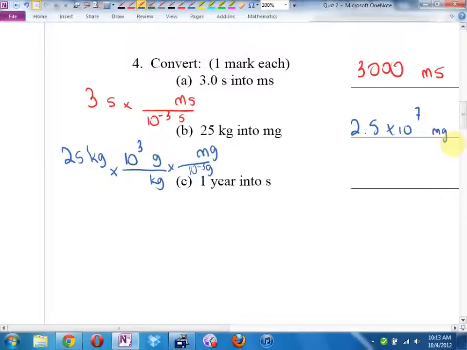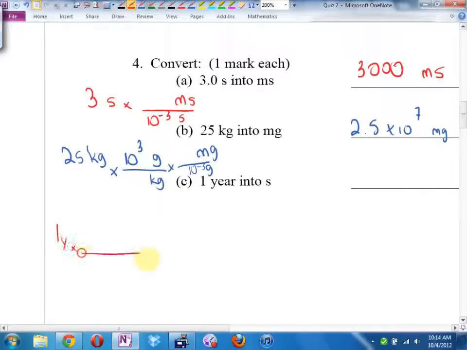So, you know what you do all year long on every single test before you hand it in? You go back and you look at every single question and you make sure you have the units attached. And on this test, you'll make sure the sig figs are right. For the rest of them, I won't care. 1 year into seconds. Okay.